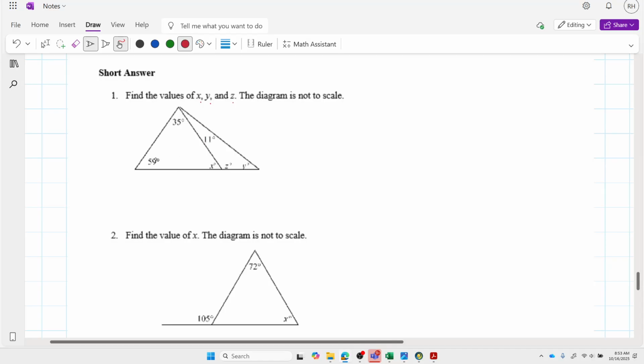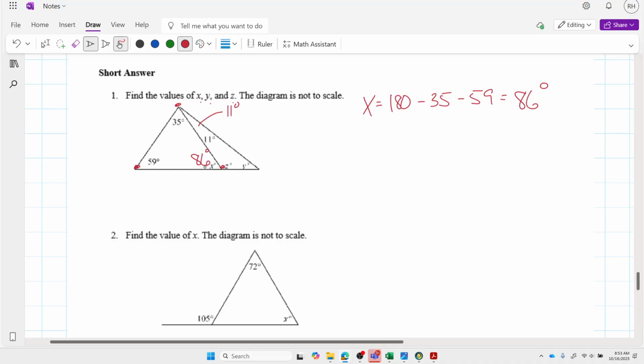All right? So you've got a 59 right here, a 35, and this 11 goes up in this corner. So this is 11 degrees. So now you've got a triangle right here, and you know two of the angles. So x is equal to 180 minus 35 minus 59, and that's 86 degrees. Agreed? Good. 86.